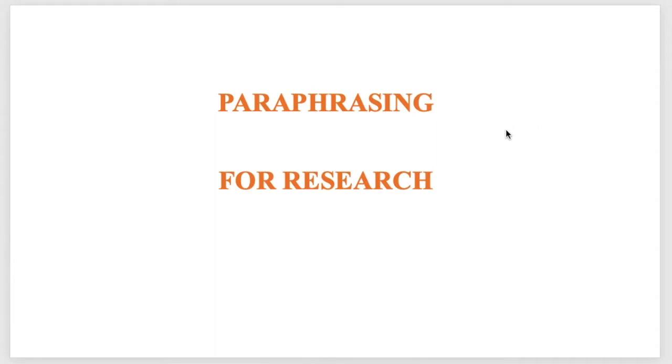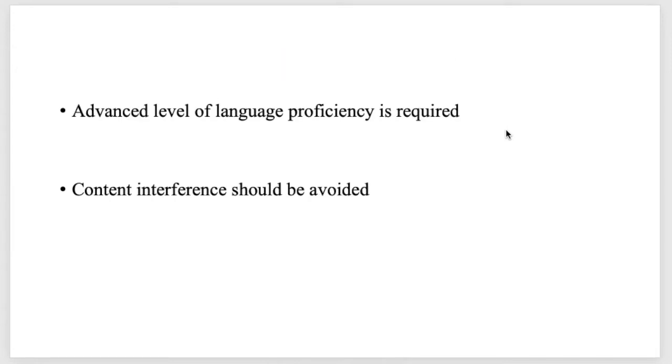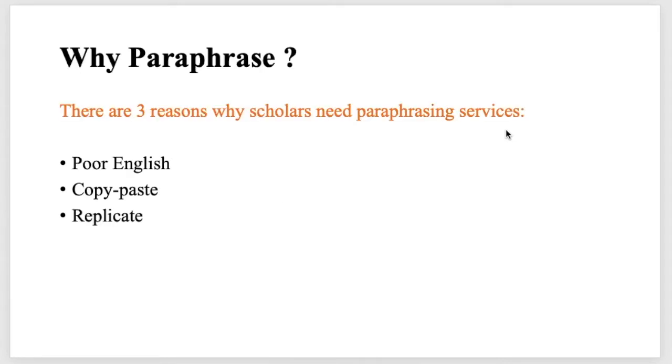So what is paraphrasing? Paraphrasing is improving the phrase and sentence level to perfect the flow of delivery, by changing the structure while retaining the gist. An advanced level of language proficiency is required. Of course, if your English is not good, you cannot do the correct paraphrasing, and content interference should be avoided. You do the paraphrasing without changing the meaning of the content. This is very important.